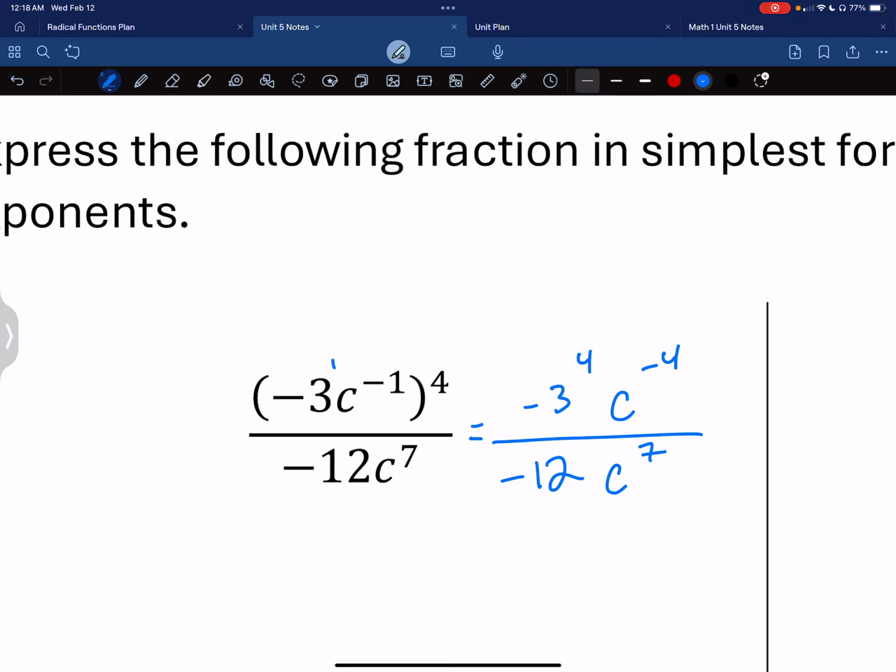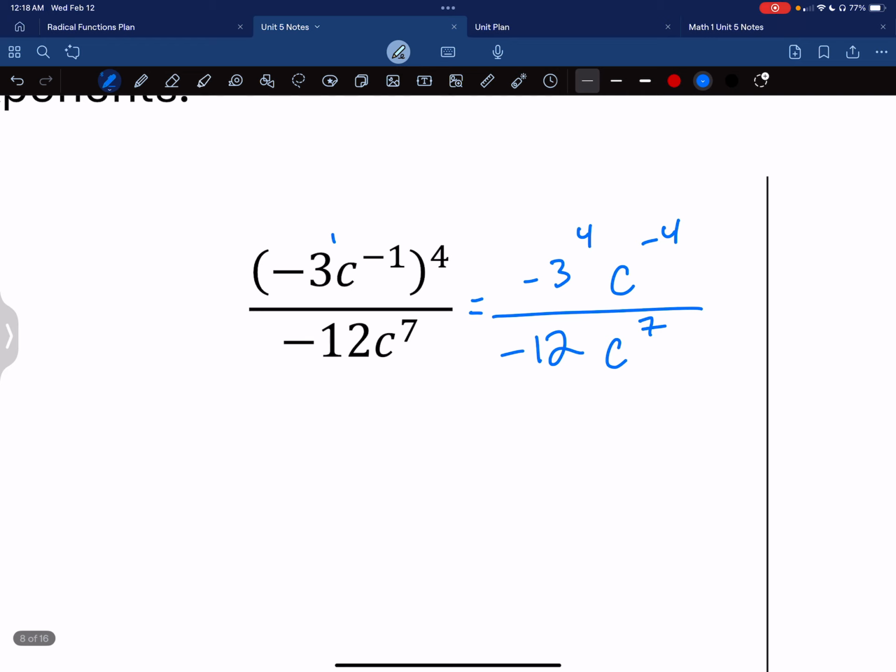Okay. So now we have no parentheses. Now I like to get rid of my negative exponents. So I'm going to move this exponent next. I'm not going to try and simplify it, I'm just going to copy it down. So we have negative 3 to the fourth power. Then we have negative 12. We have c to the fourth, c to the 7th.